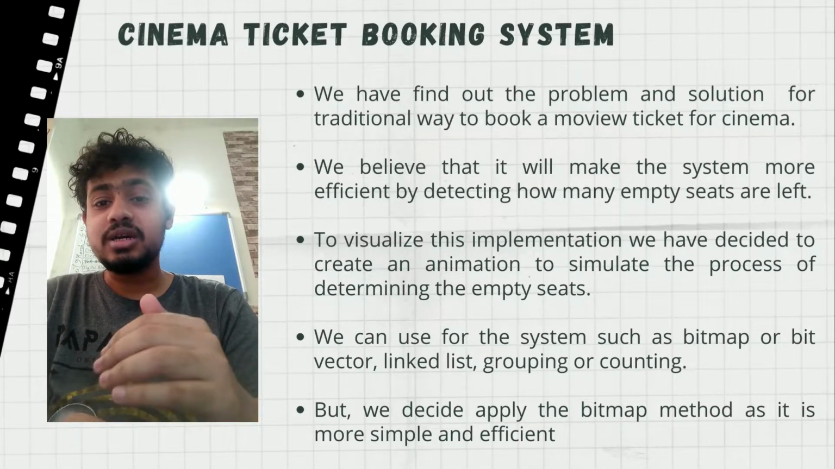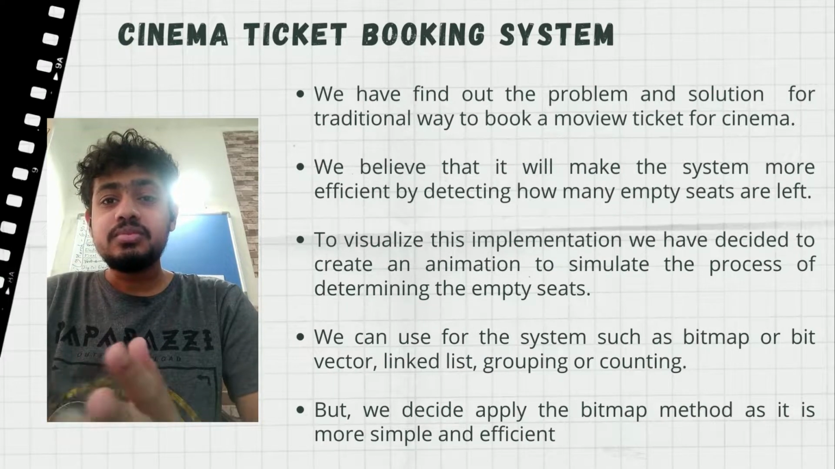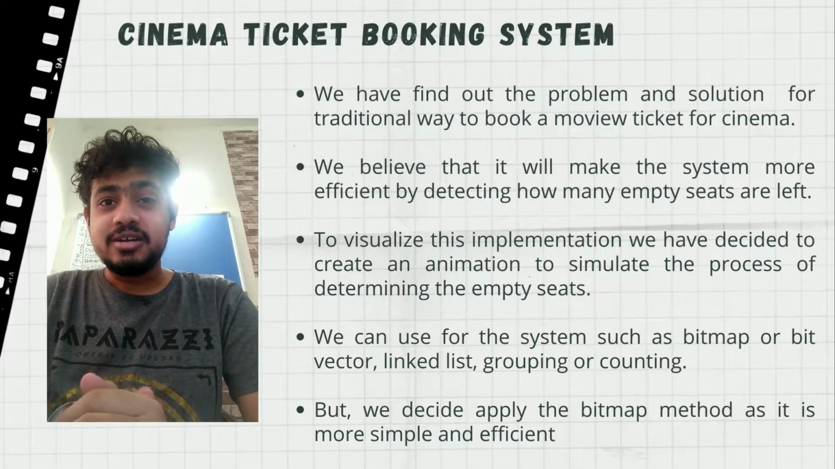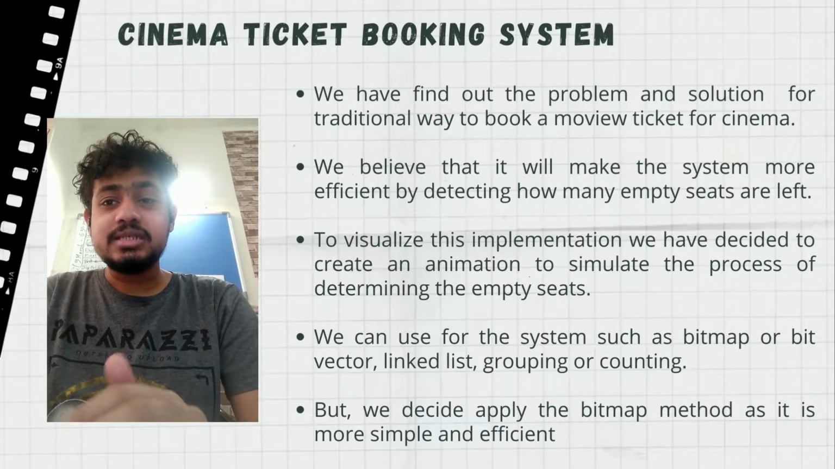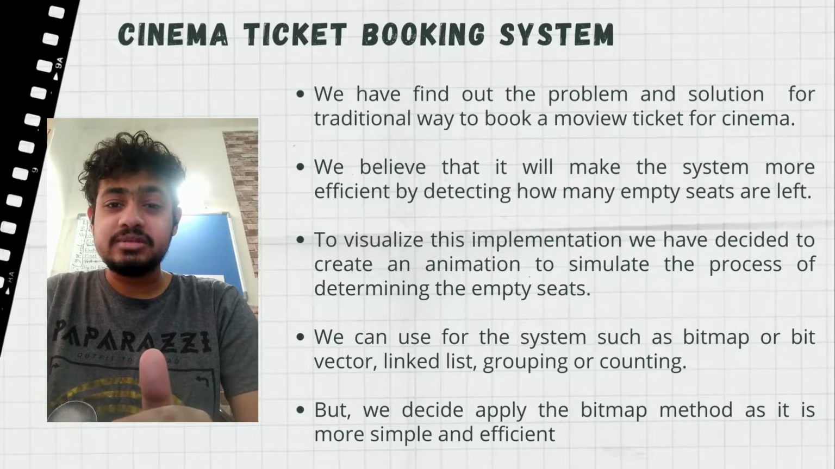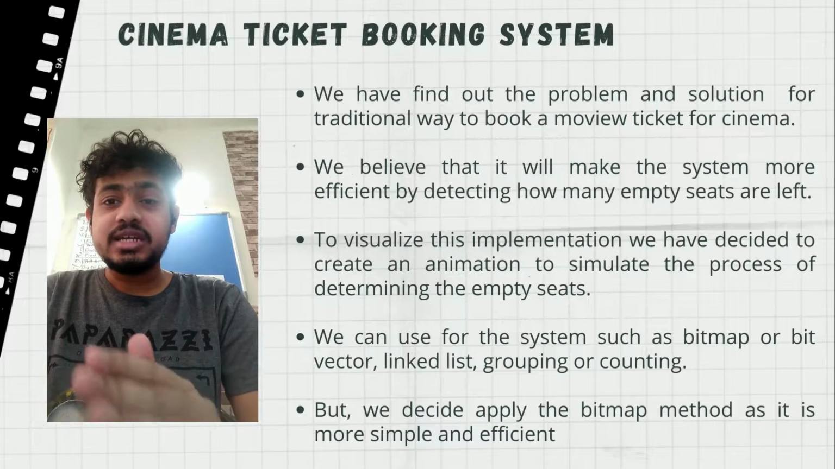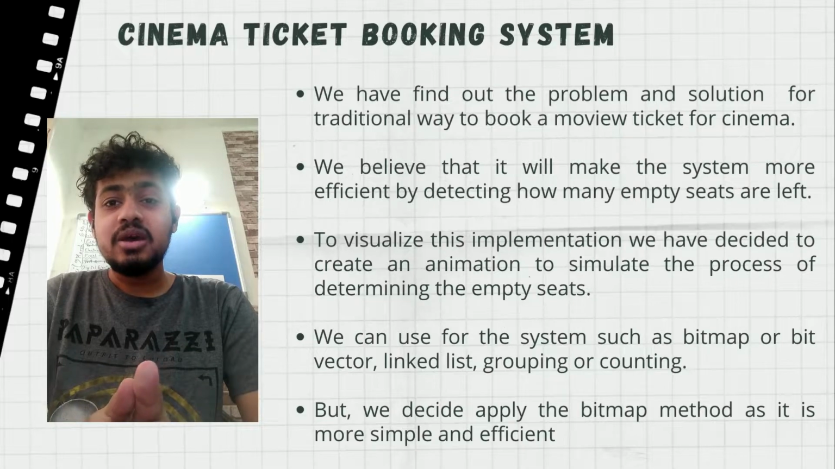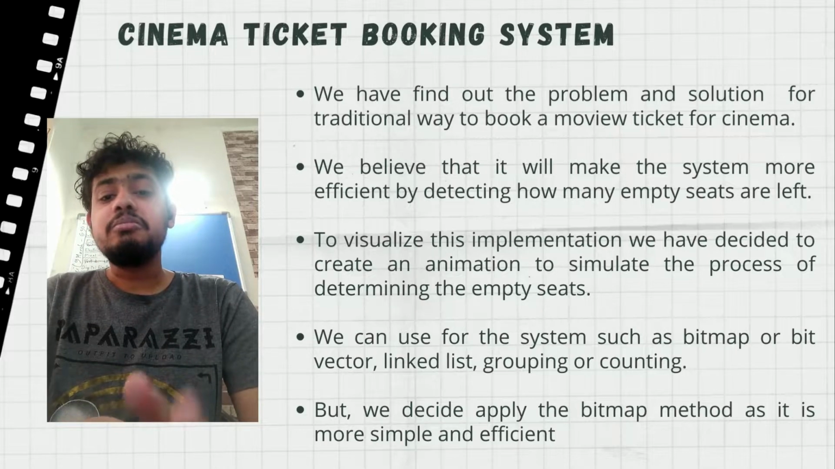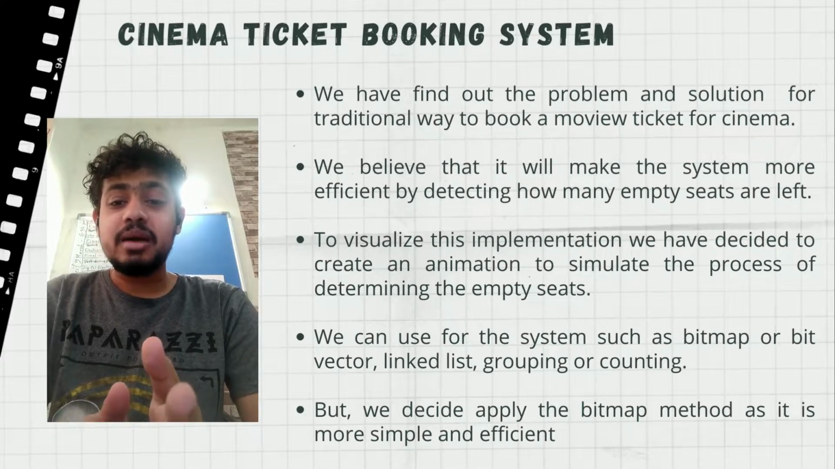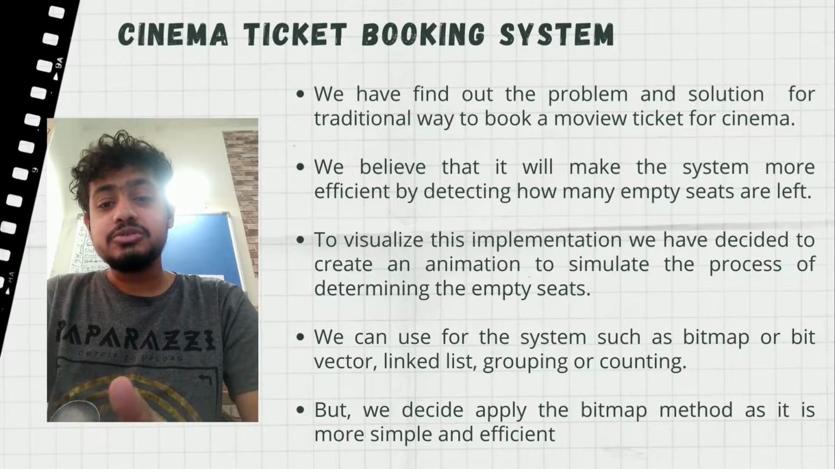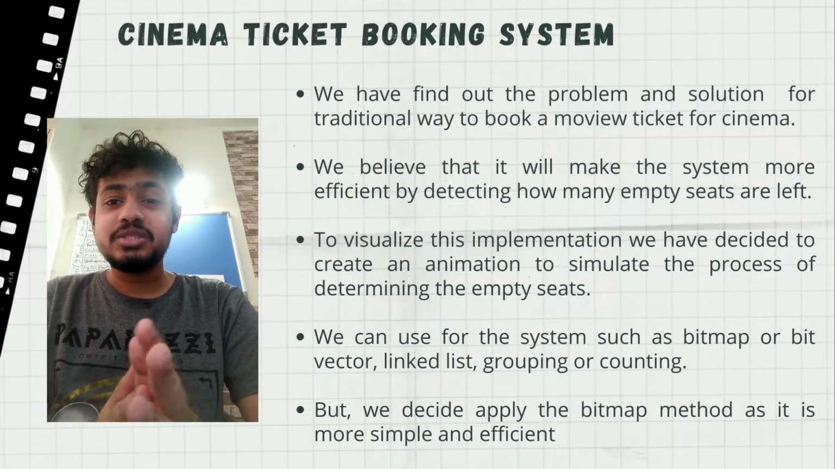So we try to do it online, and we believe that if we do it systematically rather than manually, it will make the system more efficient by determining how many empty seats are left, so users can right away choose the available seats in the cinema. Further, to visualize this implementation, we have decided to create an animation to simulate the process of determining the empty seats. My friend Chen will describe this visualization, but now I will explain why we chose bitmap for our project.